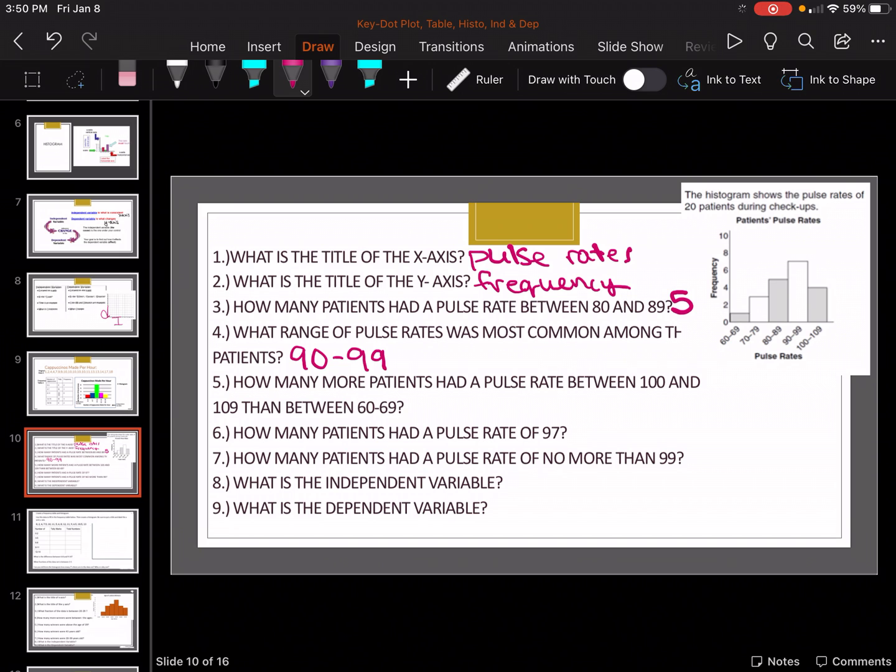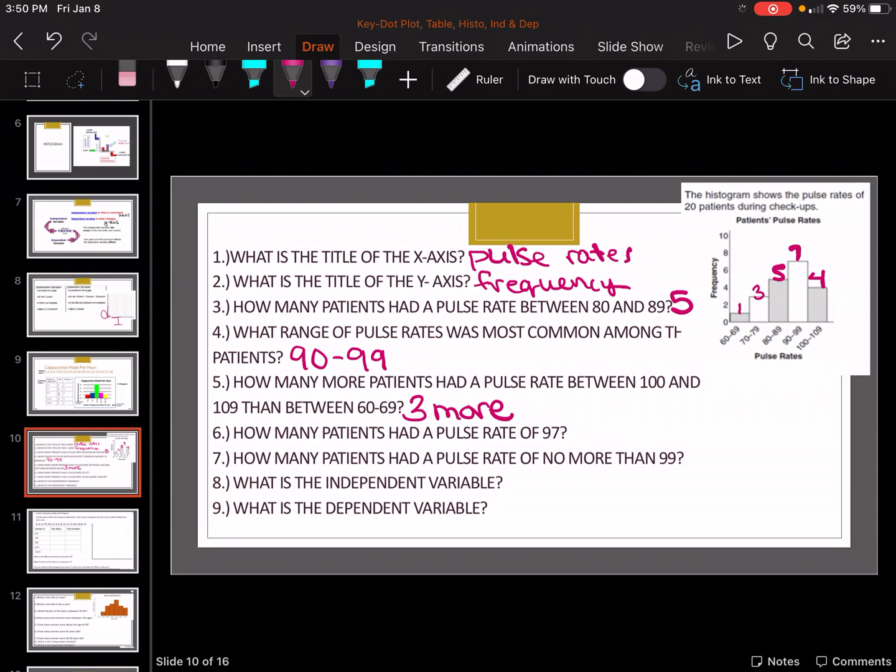How many more patients had a pulse rate between 100 and 109? Sometimes I like to just go ahead and put my numbers so I don't forget them. 7 and 4. Okay, so how many had 100 to 109 was 4. How many had 60 to 69 was 1. So 3 more.